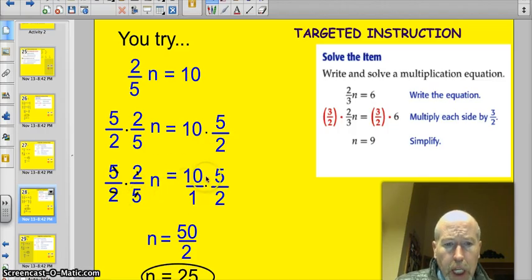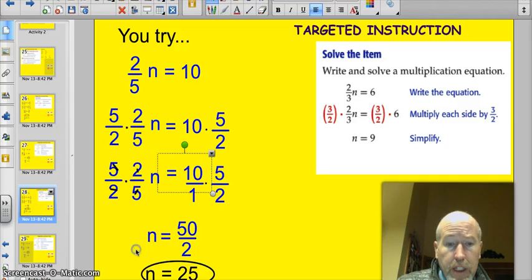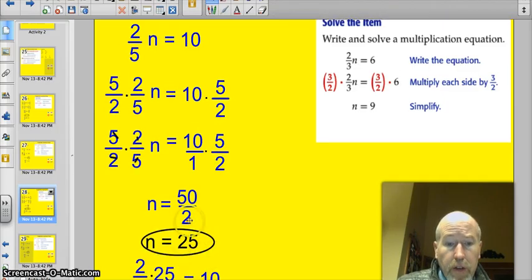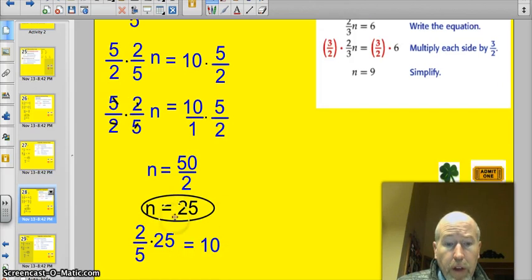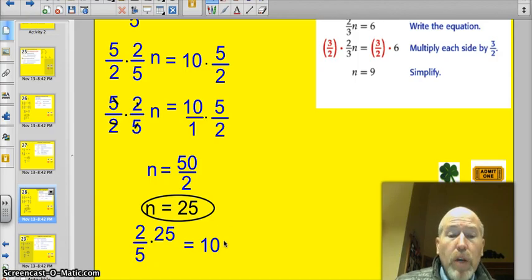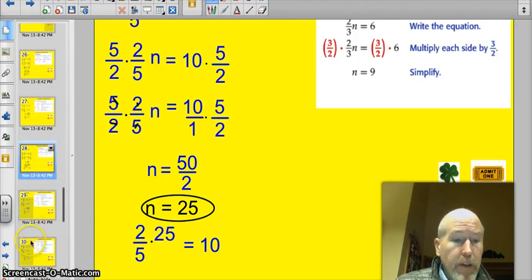But take a look at this side. We've got 10 times 5 over 2, so I put 10 over 1. 10 times 5 is 50. 1 times 2 is 2, so the next step is n equals 50 over 2. Of course, 50 divided by 2 is 25. If I throw that back in, I've got 2 times 25, which is 50, divided by 5 does equal 10. That was my quick check at the bottom. Have you try one more.